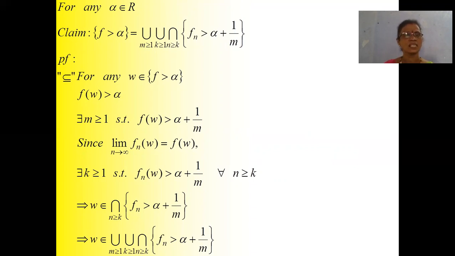Proof. Here we have to take the subset for any w belongs to f greater than alpha. Now f of w greater than alpha. There exists m greater than or equal to 1 such that f of w greater than alpha plus 1 by m. Since limit n tends to infinity f_n of w equal to f of w, there exists k greater than or equal to 1 such that f_n of w greater than alpha plus 1 by m for every n greater than or equal to k, which implies w belongs to intersection over n greater than or equal to k of the set f_n greater than alpha plus 1 by m, which implies w belongs to union over m greater than or equal to 1, union over k greater than or equal to 1, intersection over n greater than or equal to k of the set f_n greater than alpha plus 1 by m. It is proved.